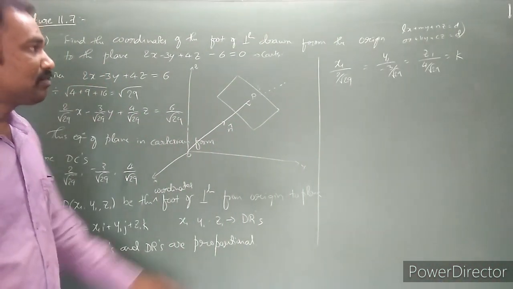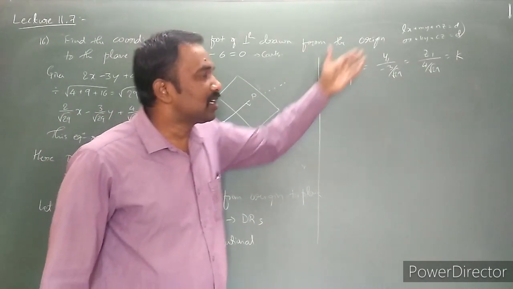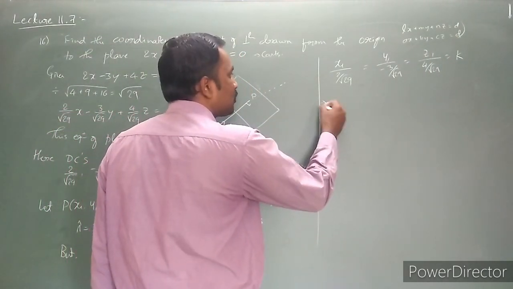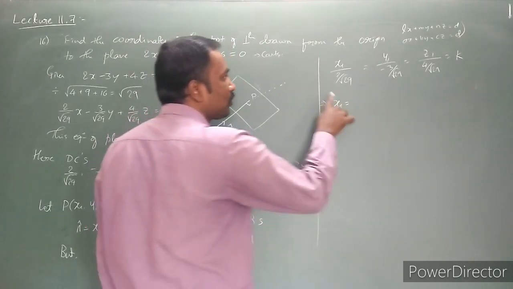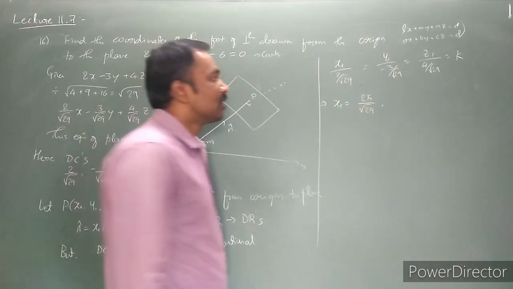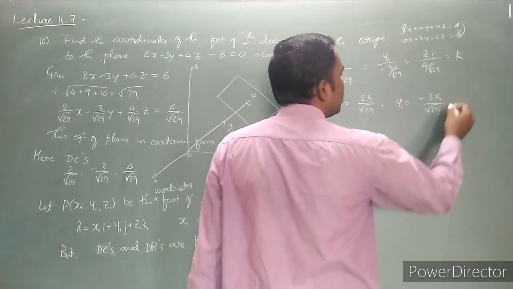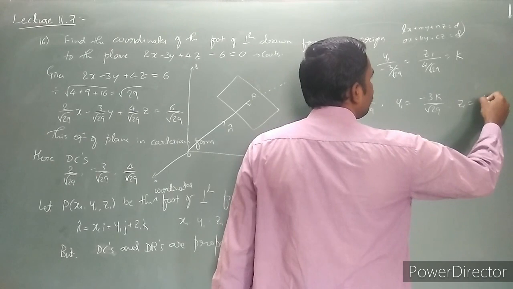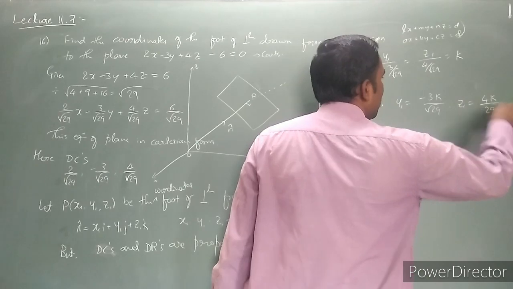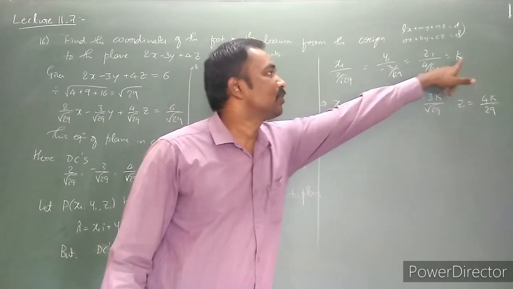Why do we consider it in this manner? Because direction ratios and direction cosines are proportional to each other. Proportional means I take the ratio equal to some constant k. Now simplifying this, we get x1 is equal to 2k divided by root 29, y1 is equal to minus 3k divided by root 29, then similarly z1 is equal to 4k divided by root 29. Are you clear?